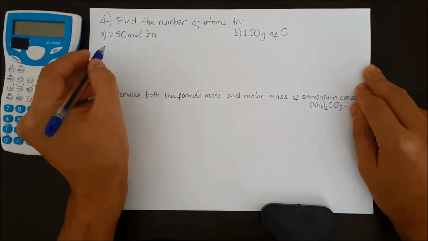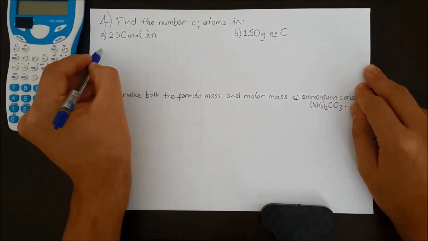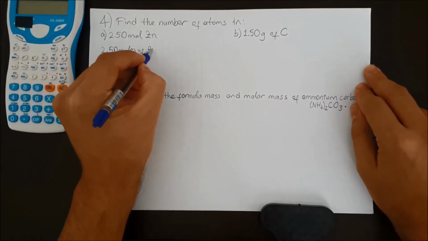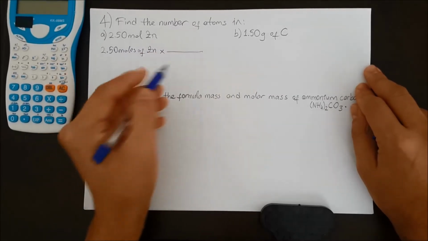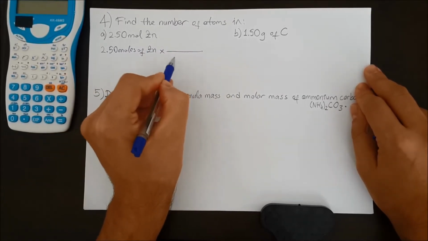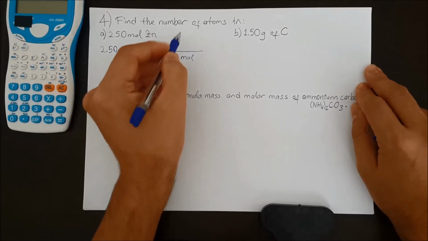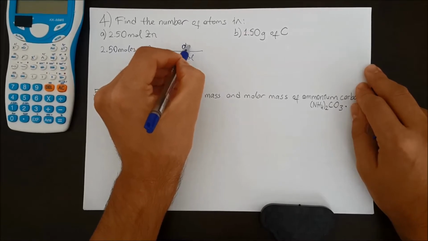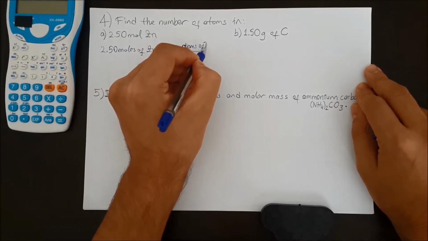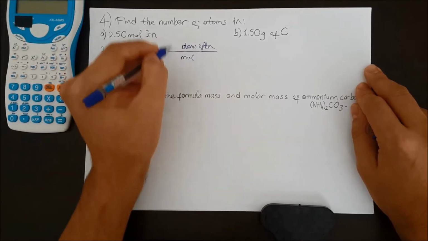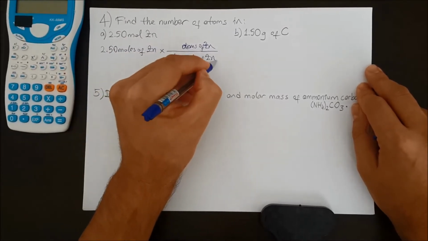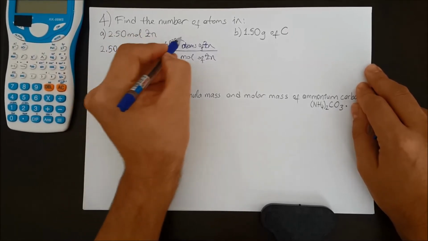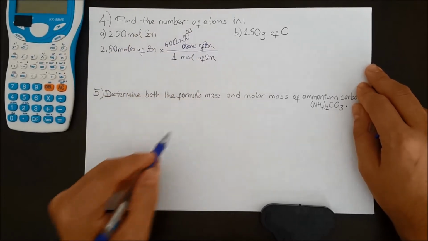So I'm beginning my solution with the given in the question. It is 2.50 moles of zinc times, I'm going to write here the same unit as the unit given in the question. It's going to be mole. And the desired unit is number of atoms of zinc. So I know 1 mole of zinc contains 6.022 times 10 to the power 23 atoms of zinc.